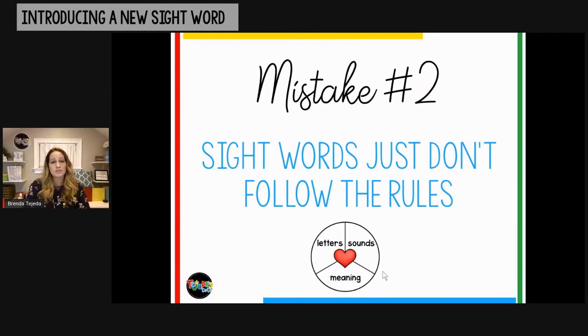So, and I used to say this too, telling kids that sight words just don't follow the rules and having kids just memorize the whole word. For example, the word "know," K-N-O-W. We just spell it K-N-O-W. It doesn't follow the rules, so we just have to memorize it and remember that.